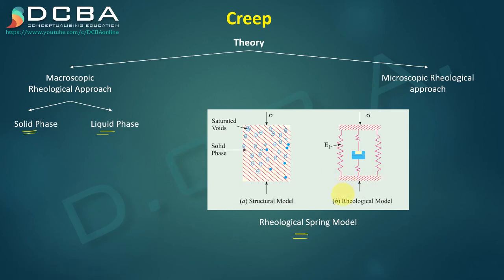So how does this rheological spring model depict the creep? You can see here that this spring is there, and in between there is a pot in which there is a viscous liquid. That viscous liquid represents the liquid that is there in the body of the concrete, and this spring represents the solid particles, which just transfer the stress from one body to another body. So this spring is also doing the same thing, it is transferring stress.